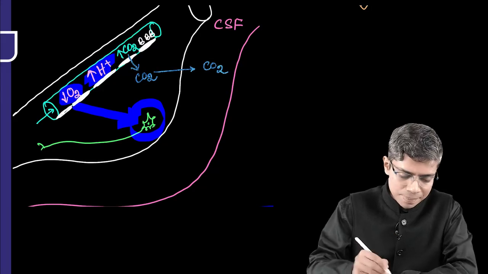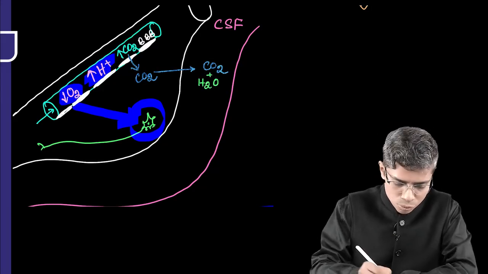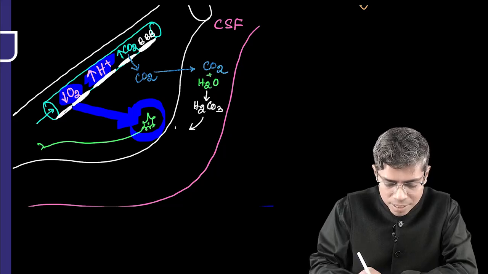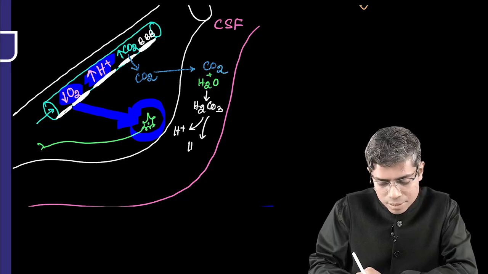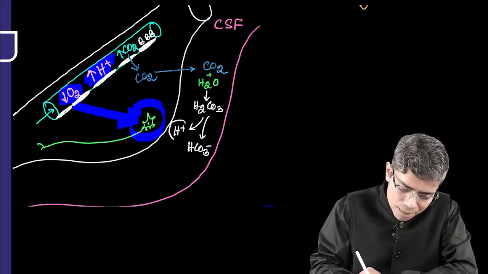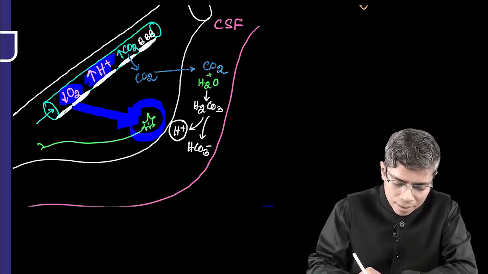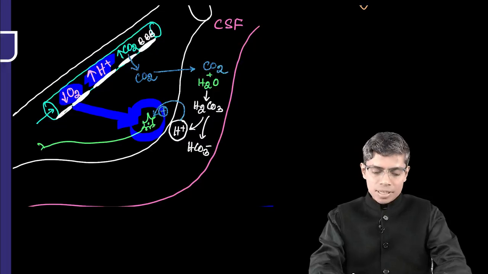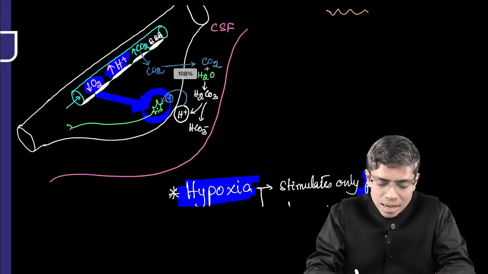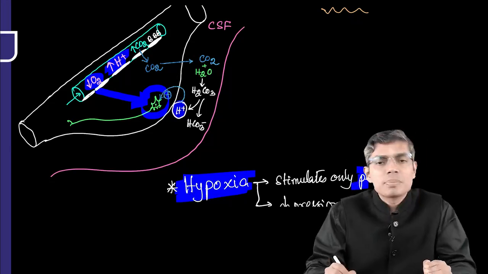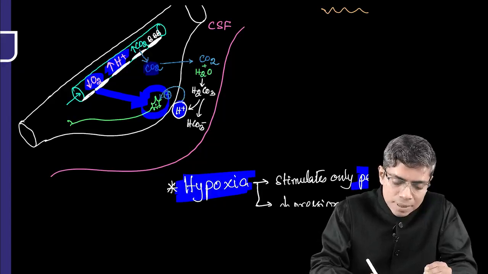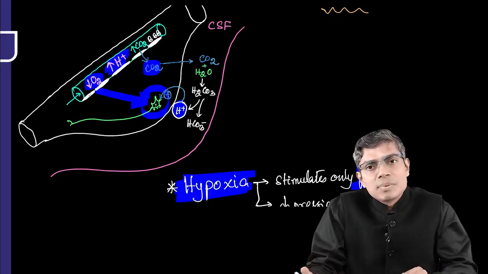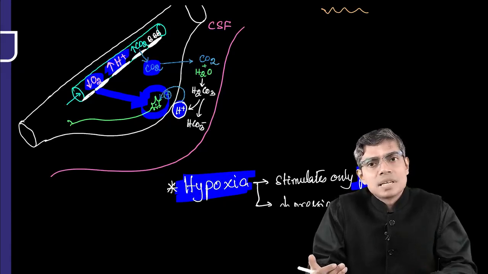And at the level of CSF, this carbon dioxide is going to react with H2O, and in this reaction will produce carbonic acid, and this carbonic acid will be divided into H plus ion as well as bicarbonate ion. And now this H plus ion is going to stimulate the central chemoreceptor. That's why I told you that whenever carbon dioxide is high in the peripheral blood, it can generate a high amount of H plus ion at the level of CSF, even at the level of interstitial fluid of the brain. And because of this H plus ion generation, it can easily stimulate the chemosensitive zone or central chemoreceptor.